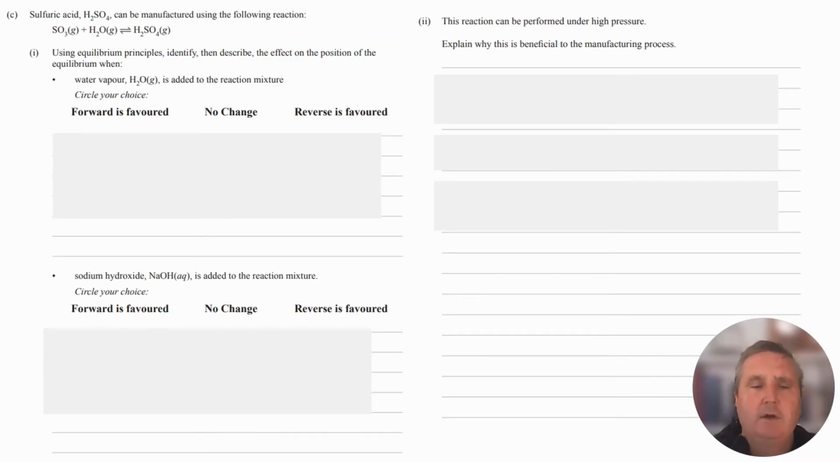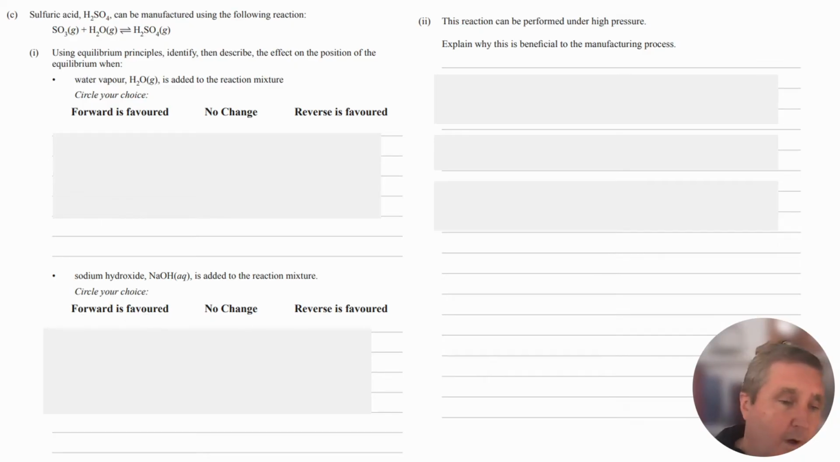Okay, so the sulfur trioxide, they've taken it from the previous reaction and they're now going to make sulfuric acid. And it says sulfuric acid can be manufactured using the following reaction, and it's got sulfur trioxide is added to water to make sulfuric acid. Use equilibrium principles, identify then describe the effect on the position of the equilibrium.